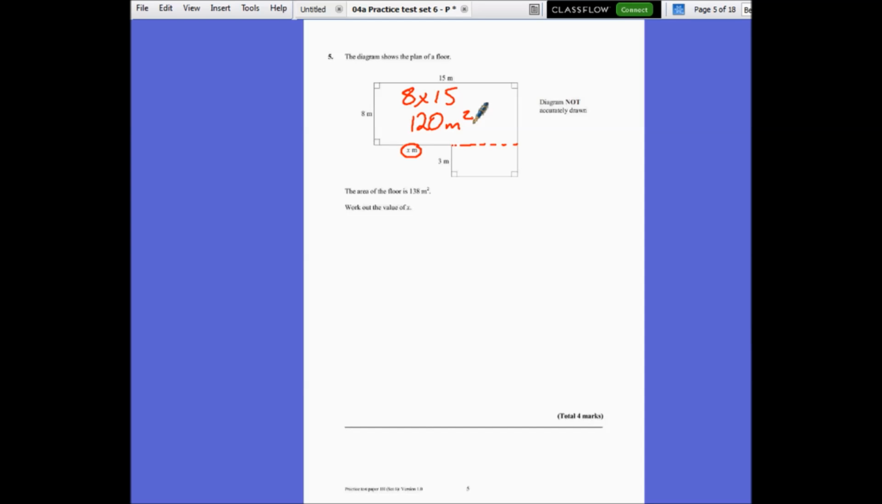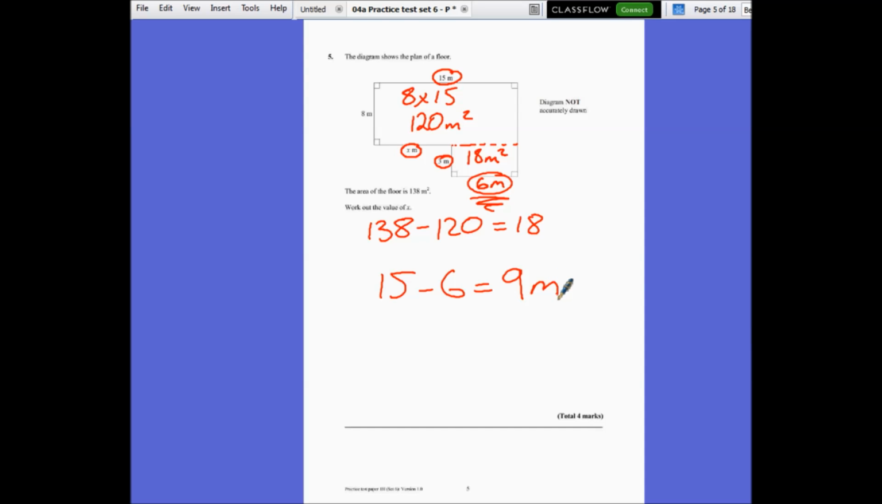If the area of that is 120 metres squared, then the bottom one must be 138 minus 120, which is 18 metres squared. So this must be 18 metres squared to make up the full 138. Meaning that this distance here must be 6 metres, because 3 times 6 will give me the 18. If this distance here is 6, and this distance here is 15, we just need to do 15 take away 6 to work out x. So x would be 9 metres.